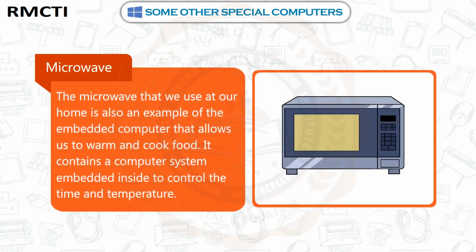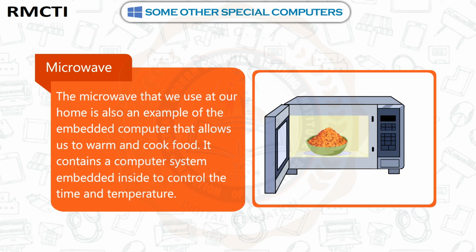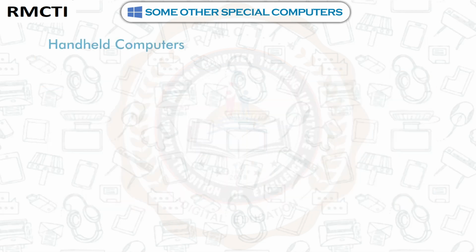Microwave. The microwave that we use at our home is also an example of an embedded computer that allows us to warm and cook food. It contains a computer system embedded inside to control the time and temperature.